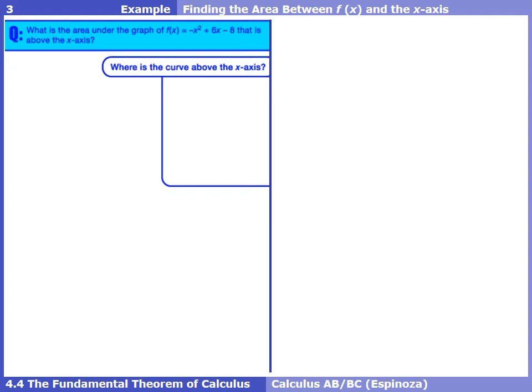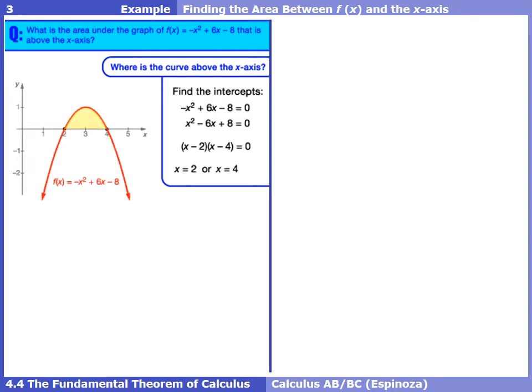What we need to do is, since this is an upside down parabola because of that negative symbol in front of the x squared, we need to find where this graph crosses the x-axis. So to find that, we're just asking to find our x-intercepts. And of course, to find x-intercepts, we need to take our equation, set it equal to 0, and we're going to find that we have two x-intercepts, x equals 2 and x equals 4. So now that we have a visual of what's going on, we're being asked to find the area under our curve from 2 to 4.